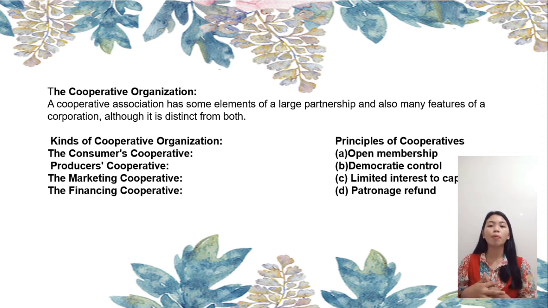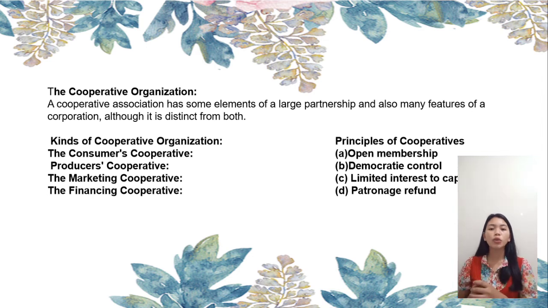So there are kinds of cooperative organizations. Cooperative organizations fall under four general classifications. The first one is the consumers cooperative. This organization usually draws its members from the general public. It is a familiar form of cooperative, as most cooperative stores are consumers cooperatives. Next is the producers cooperative. This cooperative draws its membership chiefly from the producers of grains and other farm products such as livestock, fruits, and dairy products.